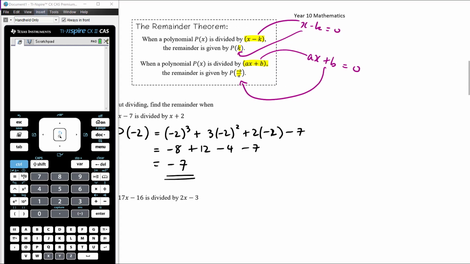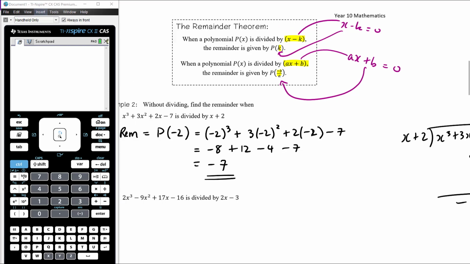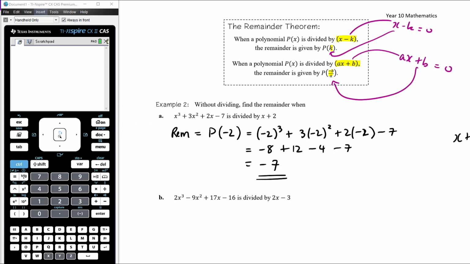So if we were to do x plus 2 divided into x cubed plus 3x squared plus 2x minus 7, all the way down the bottom here, we get negative 7 as our remainder. So we want to be able to work out the remainder without having to actually do the division. And in a minute, I'll talk about why the remainder is important.